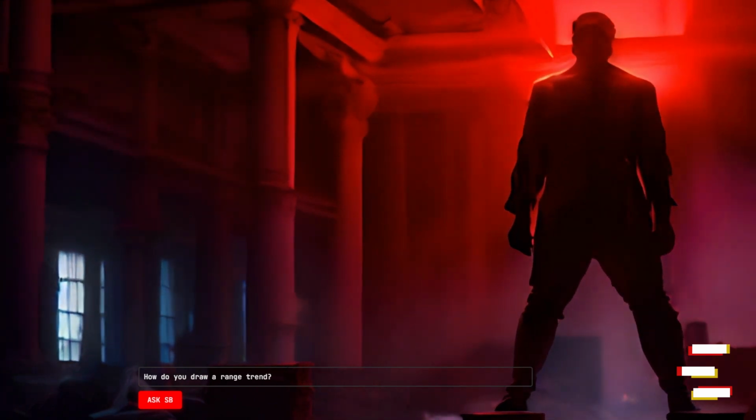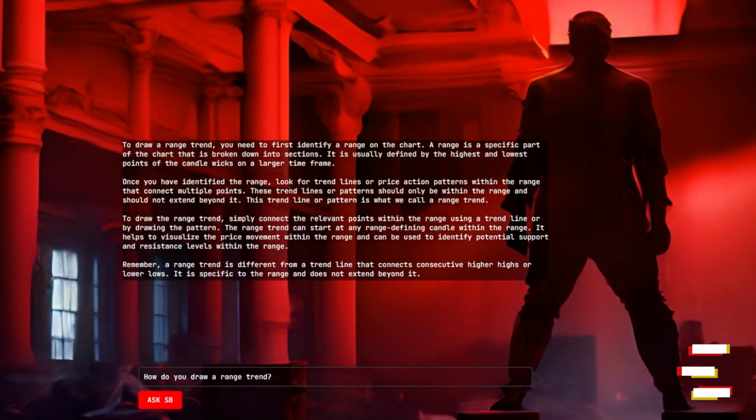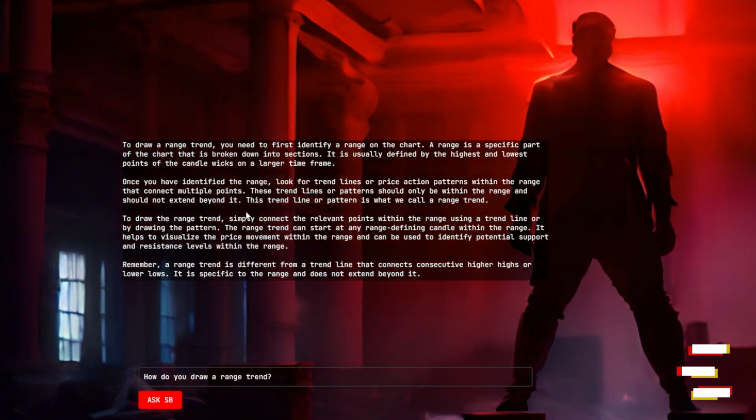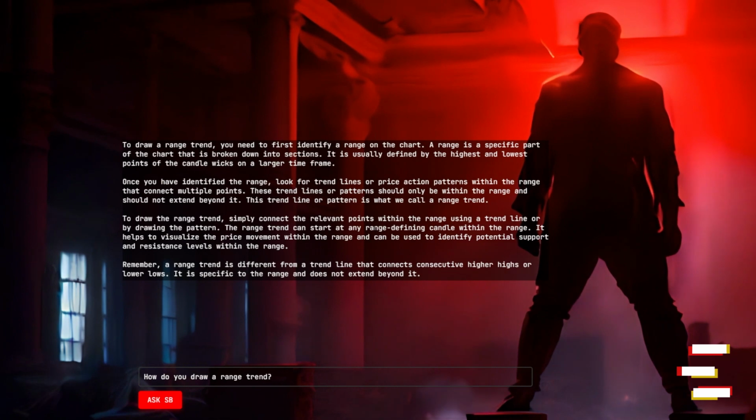Well, that's good. At least it's honest to us. To draw a range trend, you need to first identify a range on the chart. Okay, a range is okay, and so forth and so forth. Then it gave us the answer to a range trend.